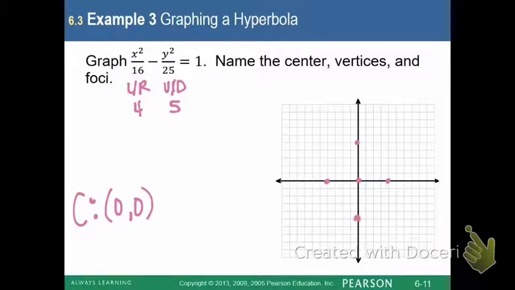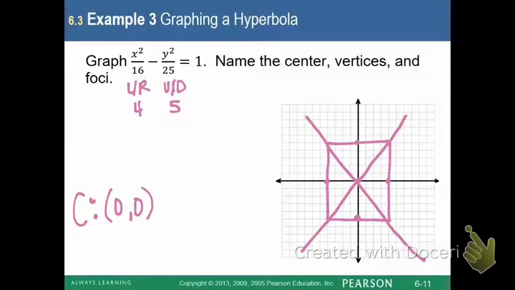Now with an ellipse, you would just draw the oval and you'd be done, okay? It's different with a hyperbola. From these 4 points, you are going to make a square. Once you have this square drawn, you're going to draw the asymptotes. That's going to be 2 lines that cut through the corners of, it's not a square actually, it's a rectangle. So the corners of the rectangle, okay? And it also should go through the center.